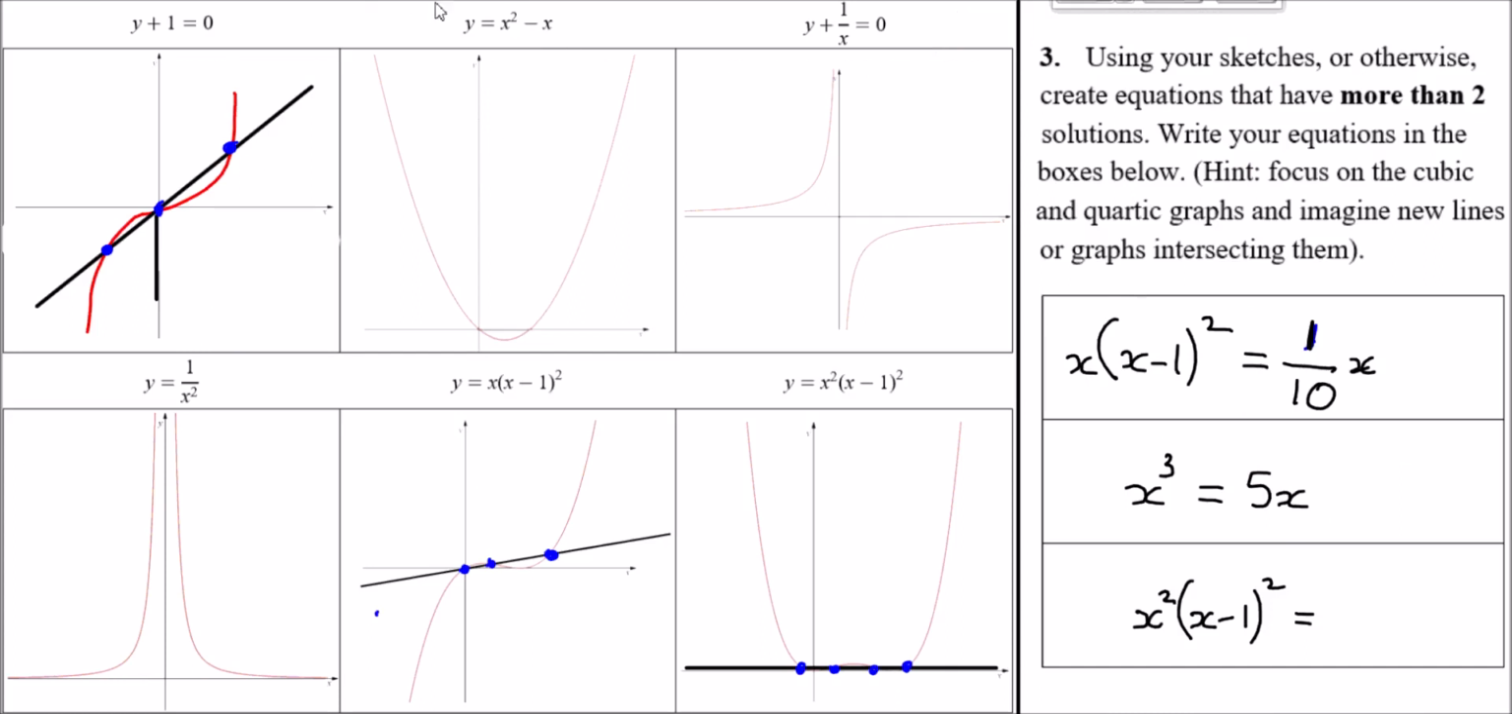So the point being, as long as it's y equals a tiny positive value, that would have four points of intersection. So let's go for 0.01. So x squared brackets x minus 1 squared equals 0.01x. That would indeed have four solutions, which meets the criteria for having more than two. So try your own, be creative. Use sine and cosine if you want to, use trig, I don't care. The main idea for those is to use your imagination and go wild.